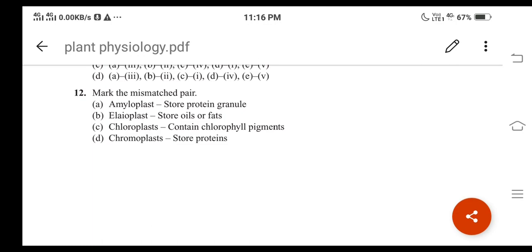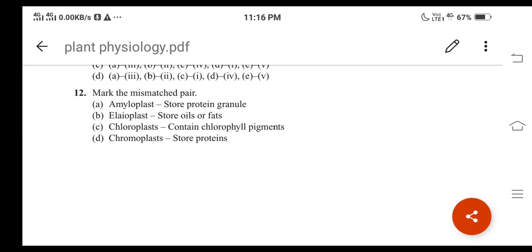Chromoplasts store proteins. It means what here? The chromoplasts can store the proteins. The colored plastids other than the green ones are called the chromoplasts. They can store the proteins. Now for question number 12, option A becomes the correct answer.